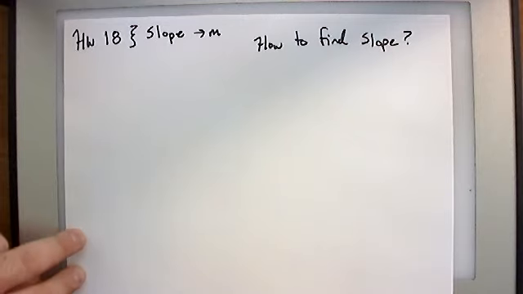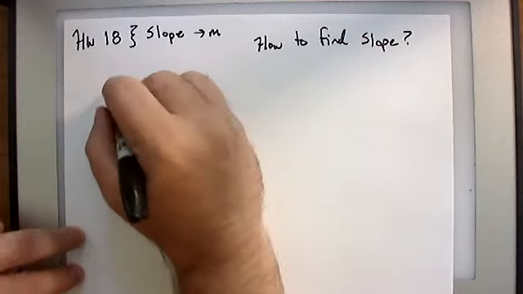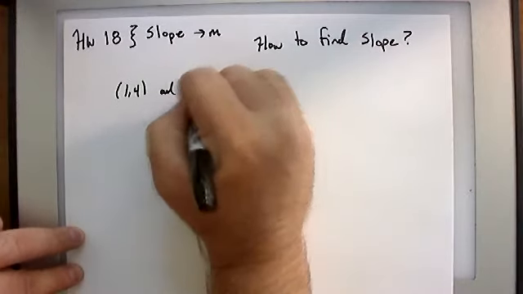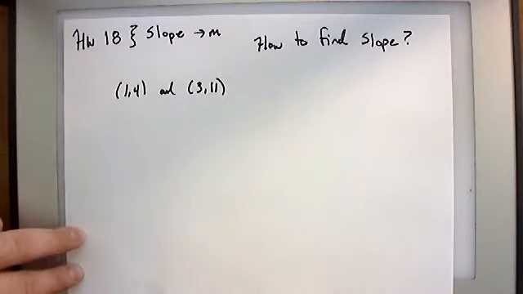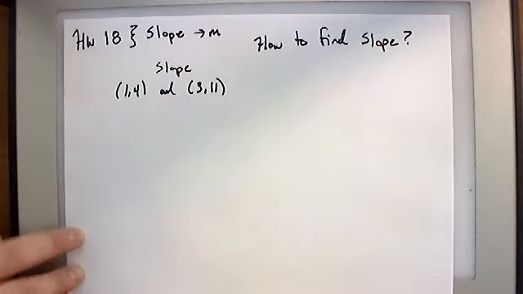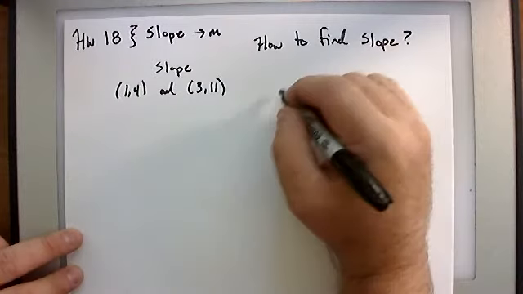What if I don't give you the slope? What if instead I said, well, here are these 2 points, (1, 4) and (3, 11), something like that. And it just says, find the slope. So that's kind of what the idea of homework 18 is. Here are 2 points, find the slope. So the nice thing is, jump straight into it.